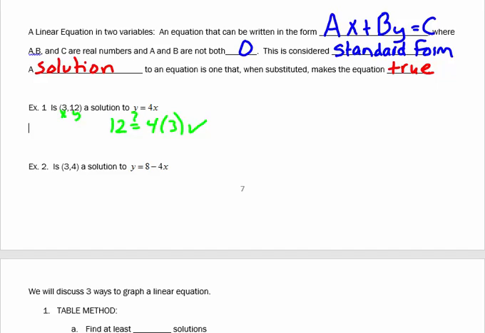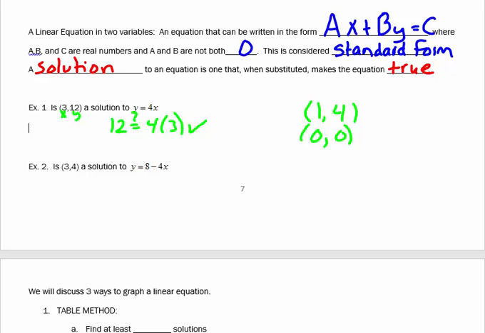So another one would be, say, what if x is 1? If I knew x was 1 and I plugged it in, we're going to get y being 4. That's another solution. What if I said x was 0? Plugging in 0, 4 times 0 is 0. You could go on and on doing this forever because there's infinitely many solutions.